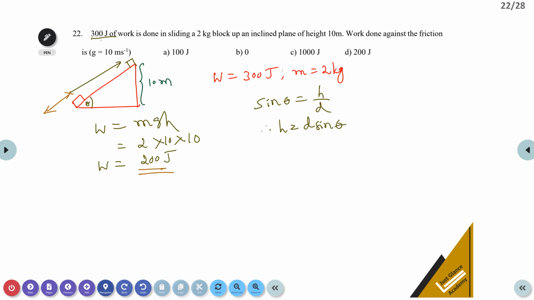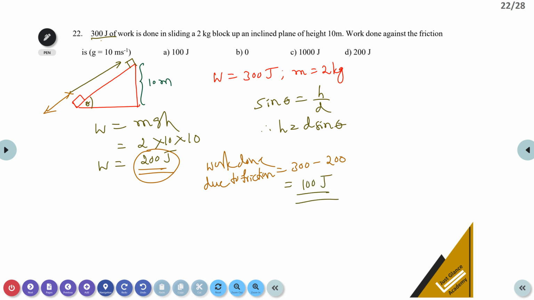But because of the friction, this much work has been done by the person. So the work done due to friction equals 300 minus 200. If there is no friction, this much energy is required, but because of friction there are 300 joules of work. So this difference gives 100 joules of energy lost due to friction. This is the right answer.